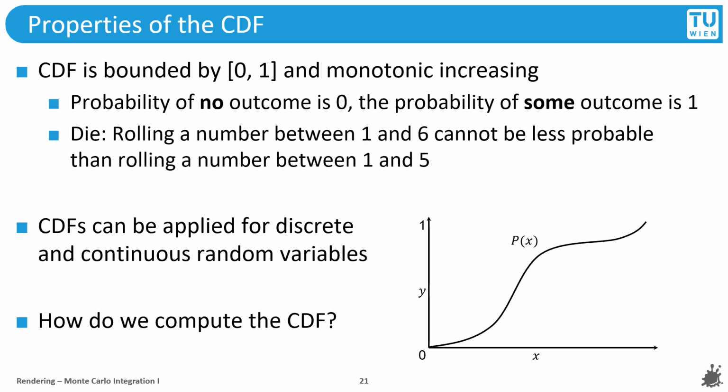And regarding the monotonic increasing property, if we look at a die, then rolling a number between 1 and 6 cannot be less probable than rolling a number between 1 and 5. So if we have a set of outcomes and their cumulative probability is some value, then adding an additional event to the set cannot decrease that value. CDFs can be applied for both discrete and continuous variables. And the question now is, how do we compute CDFs for our random variables?